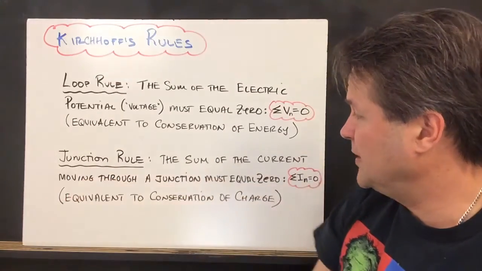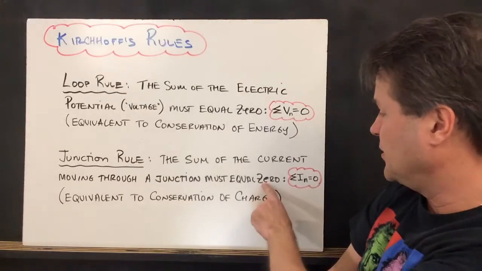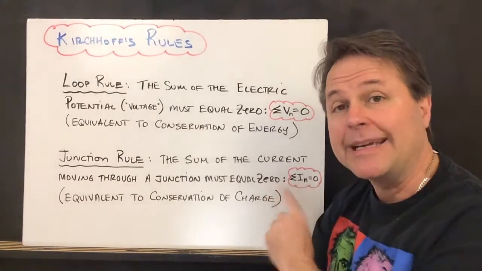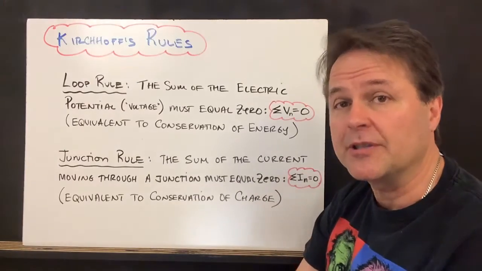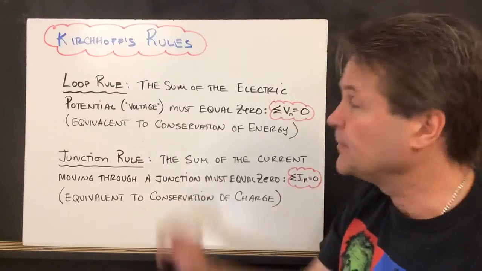Now, the junction rule says that the sum of the current moving through any junction must equal zero. So any current coming in and out of the junction, those currents must add up to zero. And that's equivalent to the conservation of charge.